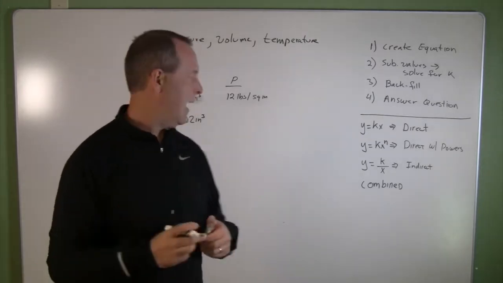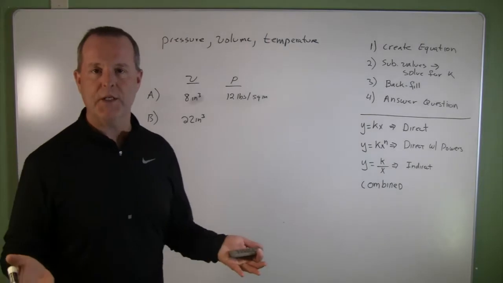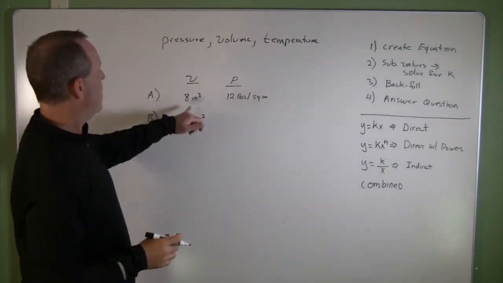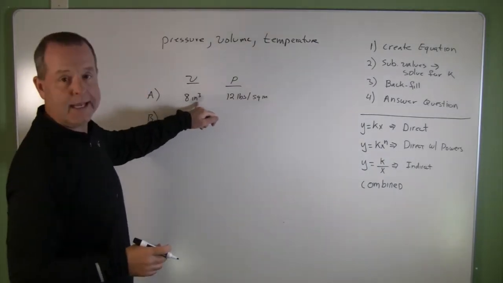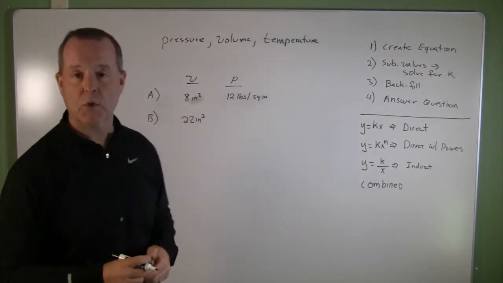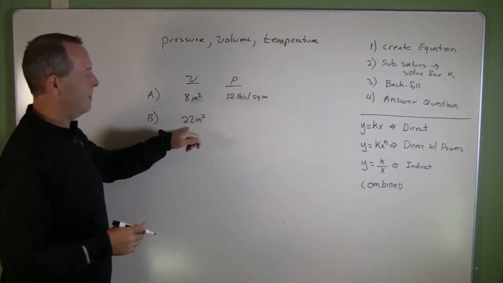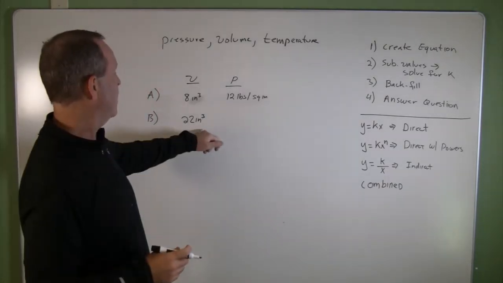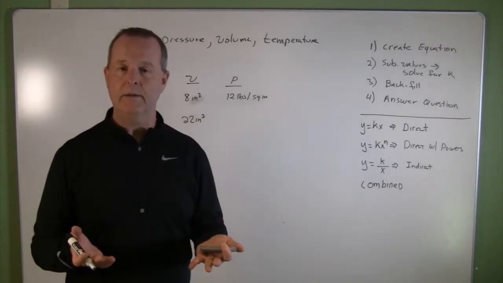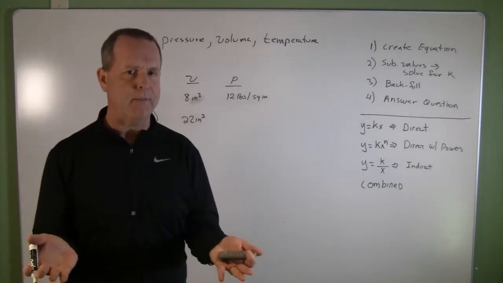And how that plays out is that, say we have an initial situation with the paint can here. I know that if I have a volume of 8 cubic inches, the pressure at that point is 12 pounds per square inch. I'm going to increase the volume to 22 cubic inches. From there, what's going to happen to the new pressure?